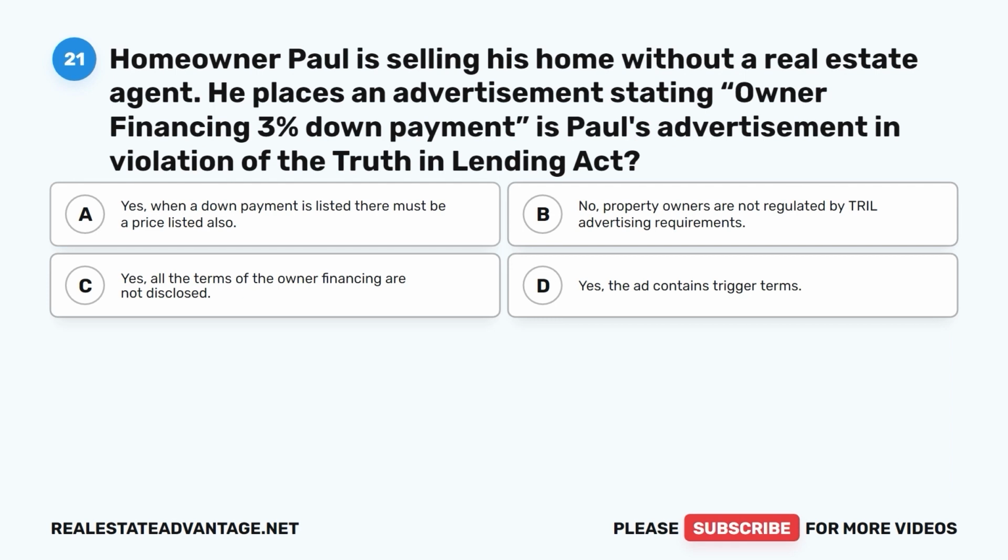Question 21. Homeowner Paul is selling his home without a real estate agent. He places an advertisement stating owner financing, 3% down payment. Is Paul's advertisement in violation of the Truth in Lending Act?